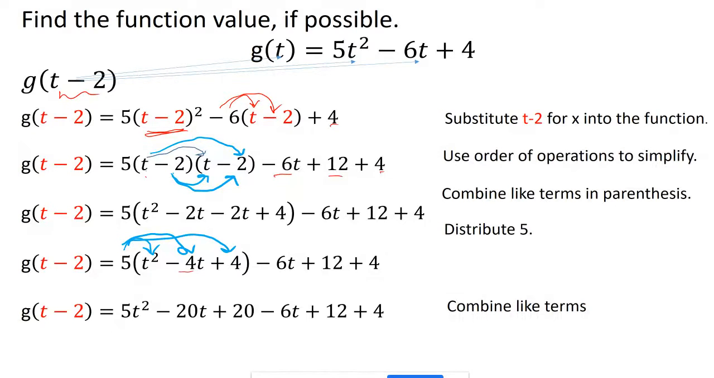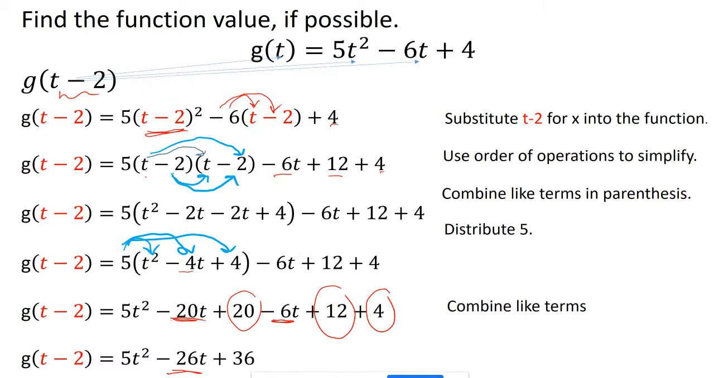So we're going to combine our like terms. So we have a negative 20t and a negative 6t will give us negative 26t. Then we have the 20, the 12, and the 4, and that will give us 36. Okay, so this would be our final answer here. Any questions on that?